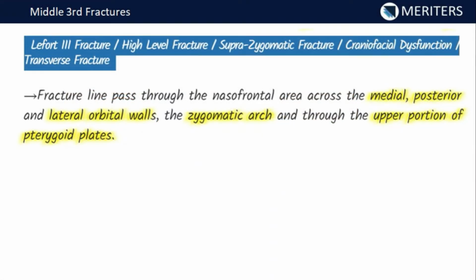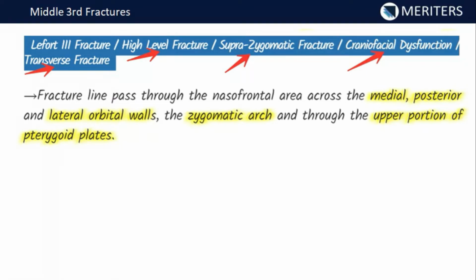Now some differences that make the injuries of a LeFort III fracture more grievous from LeFort II are that the LeFort III is a high level fracture, so generally associated with other facial fractures like that of the frontal bone, or associated with LeFort II or I type, and that makes these injuries more grievous. So the LeFort III fractures are also known as high level fractures because of the high level of the fracture line. They are above the zygomatic buttress, that's why they are known as the supra-zygomatic fractures, craniofacial dysfunction, and they are called the transverse fractures.